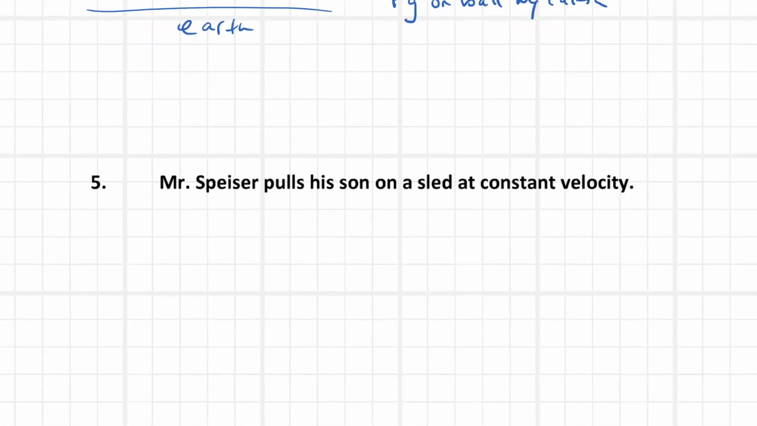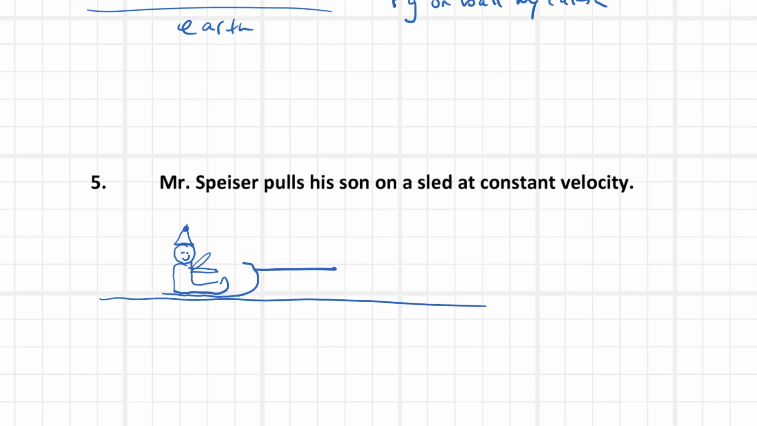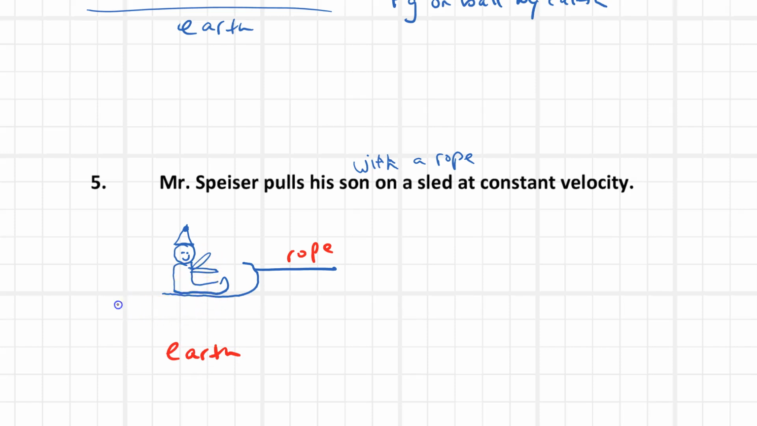Mr. Speiser pulls his son on a sled at constant velocity. Okay, this is a little bit tough to draw, so I'm going to draw here is a sled, and oh boy. Okay, so here's my really bad diagram of my son, and I'm going to say he pulls his son with a rope. So what do we all have here? We've got a rope. We've got the son and the sled, and we've got the Earth here, and we've got the, I don't know, the snow surface. How about this is the sidewalk here?